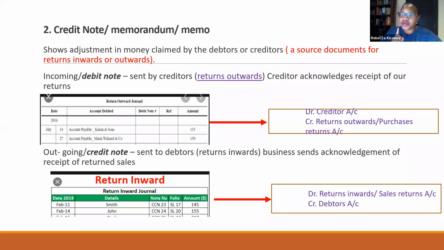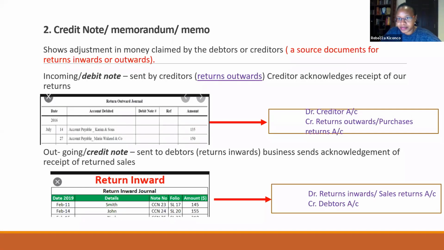When liabilities are reducing, you remember you debit, because liabilities have a normal credit balance. When liabilities reduce, when your creditors are reducing, because you have returned certain purchases to them, then you will debit the creditors. Then you will open an account to hold those purchases returns, and that account is called a purchases outwards account or a purchases returns account.